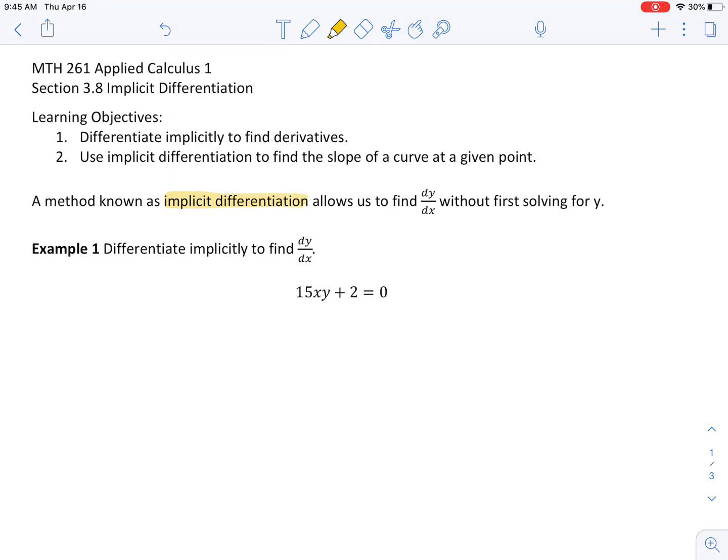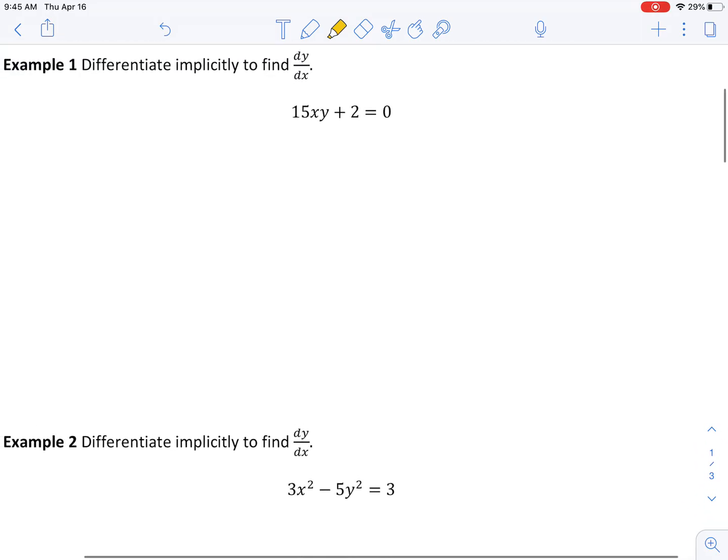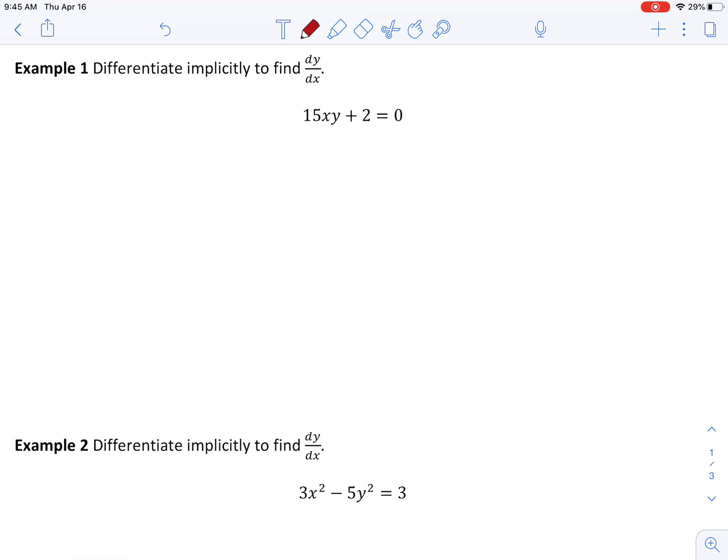Well, you use this method when the equation is not solved for y explicitly. So you can use implicit differentiation to find dy dx without first solving for y. We don't have to solve for y to take the derivative of something. So we'll find dy dx implicitly today. And let's start with number 1, very similar to your first homework problem.